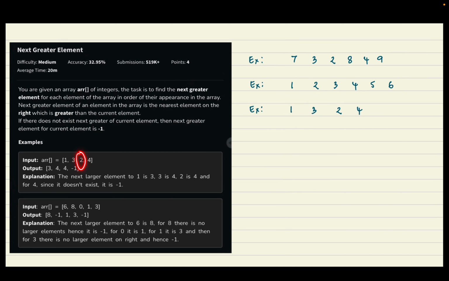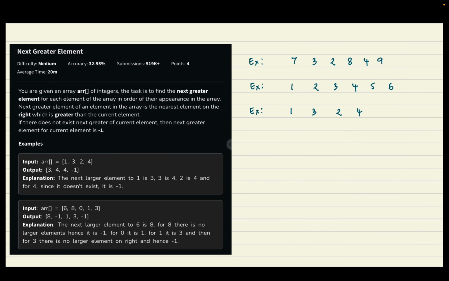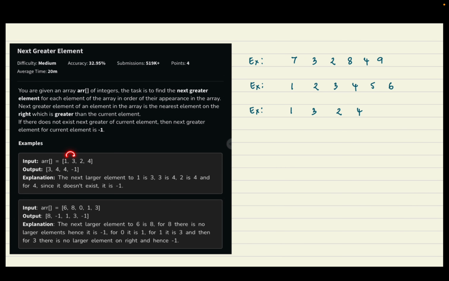Okay, for 2, if you see, the next greatest element is 4, so the answer for 2 is basically 4. For 3, 2 is not greater than 3, so I will skip, this is not my answer, and I will go to 4. 4 is actually greater than 3, so the next greatest element for 3 is actually 4. That is why here we have 4. Coming to 1, 3 is actually greater than 1, so the next greatest element for 1 is 3. So this is one of the approaches for how we can get this.